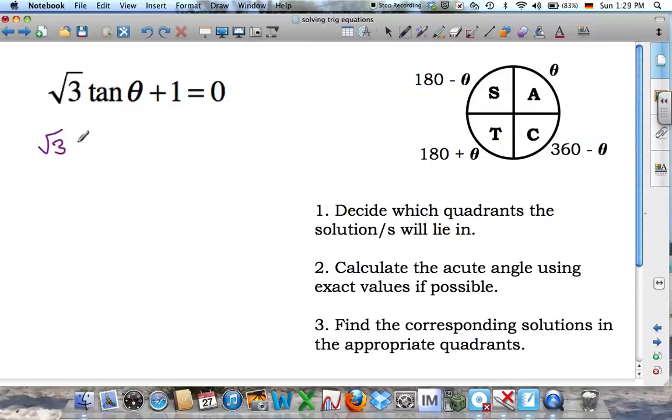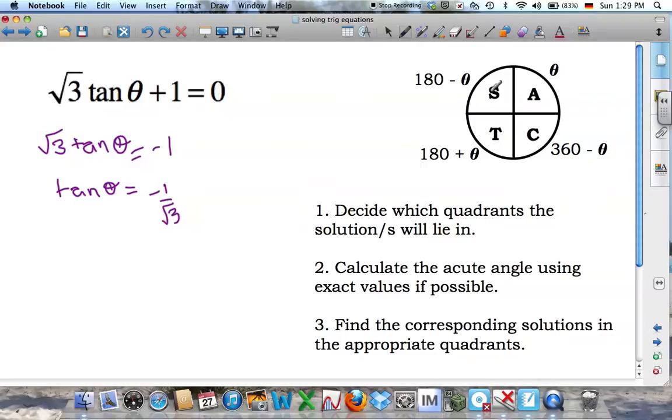So I'll have root 3 tan theta now equals minus 1. And then remember, it's root 3 times tan theta. So again, using just your basic equation solving skills, because it's being multiplied by root 3, we would divide by root 3 on both sides. So now we're at this point, it becomes a much easier question. But the next thing we need to do is work out which quadrants our answer will be in. So we have tan theta equals minus 1 on root 3.